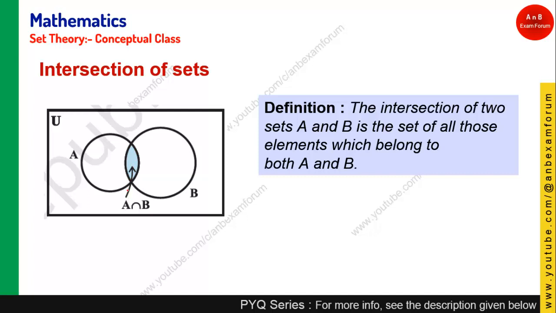Okay, so it is basically a set of all those elements which belong to both A and B. This portion denotes the elements which are present in both A as well as B. By definition, A intersection B means x belongs to A and x belongs to B. Whereas in the union it is OR, but here it is AND, meaning it should be in both of the sets.